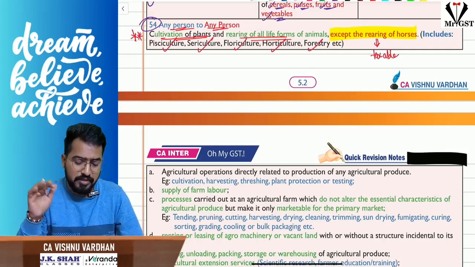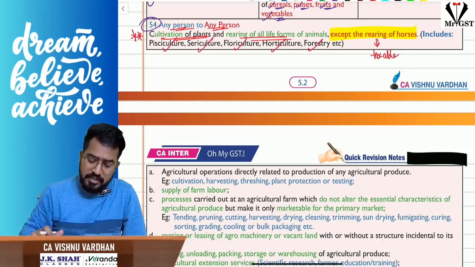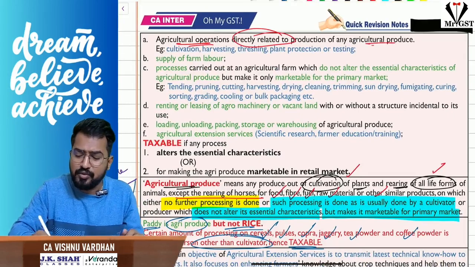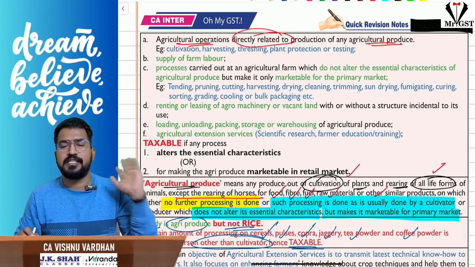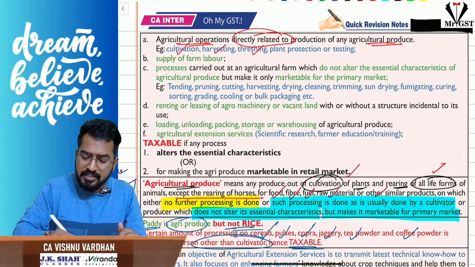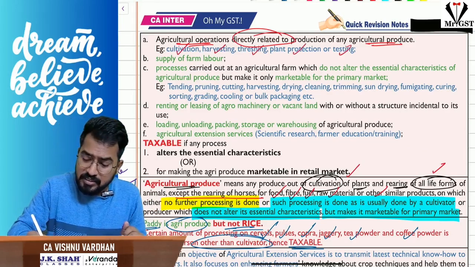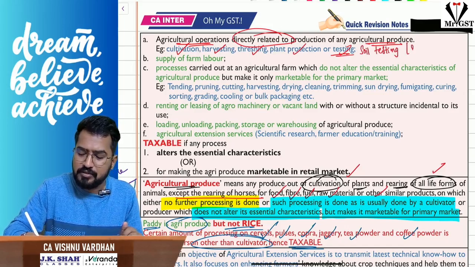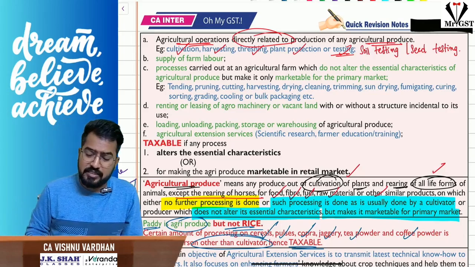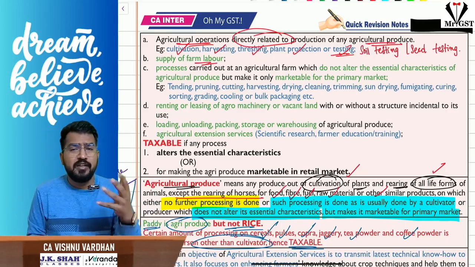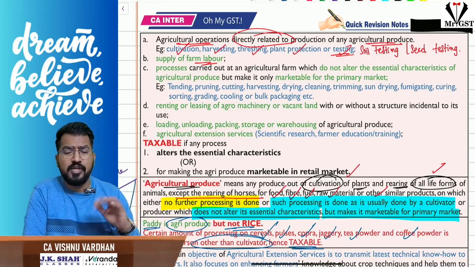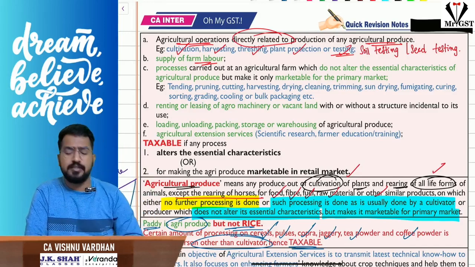All these things are agricultural activities only. So all services directly concerned with this are exempt under GST. Agricultural operations directly related to the production of any agricultural produce are exempt under GST, like cultivation, harvesting, threshing, plant protection or testing. Testing here means soil testing or seed testing. These things are exempt under GST. Supply of farm labor: for example, I have a 100-acre land with a sugarcane crop, and somebody needs to harvest the crop. I ask Rocky Bhai to send labor, he sends labor and I pay him 1 lakh rupees. Exempt under GST, right? So that is the point.